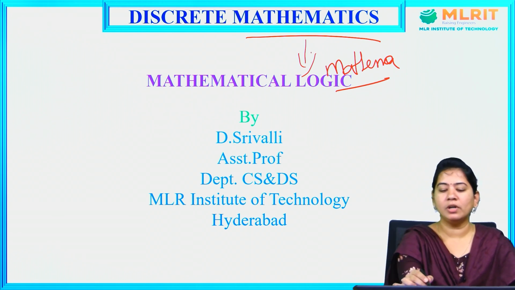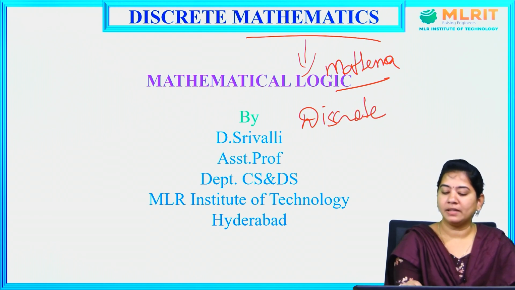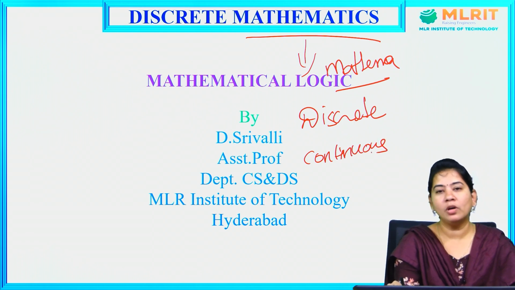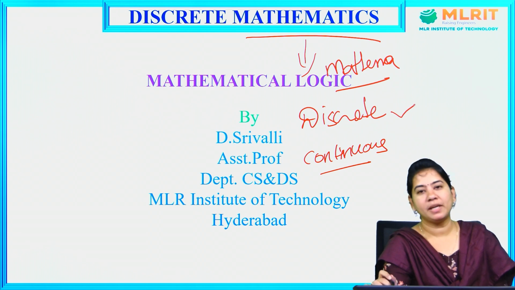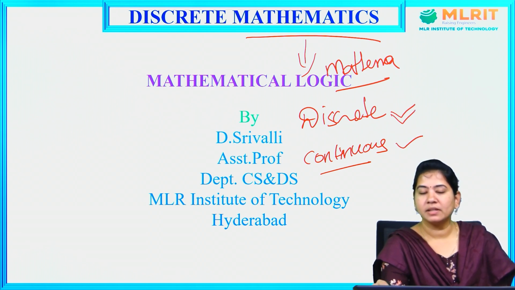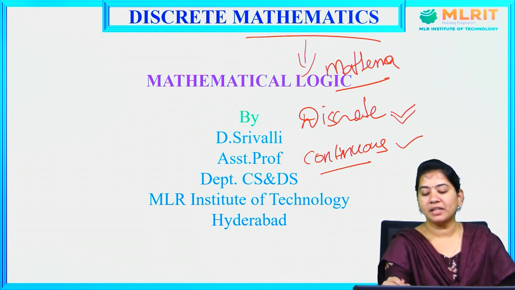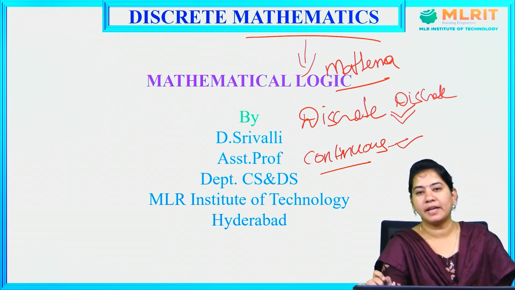The whole world of mathematics is divided into two types. One is discrete mathematics and the other one is continuous mathematics. What is meant by discrete mathematics? Discrete mathematics is a study of discrete objects, and continuous mathematics is a study of continuous lines.